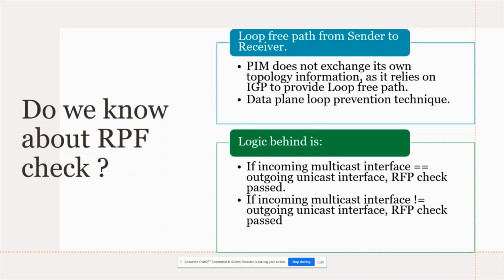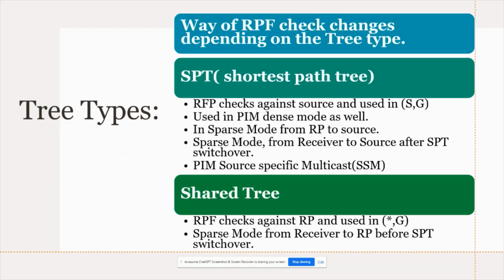The logic behind it is, if the incoming multicast interface is equal to the outgoing unicast interface, then in that case the RPF check passed. If not, the RPF check failed. So based on the three types, there are ways of checking RPF.